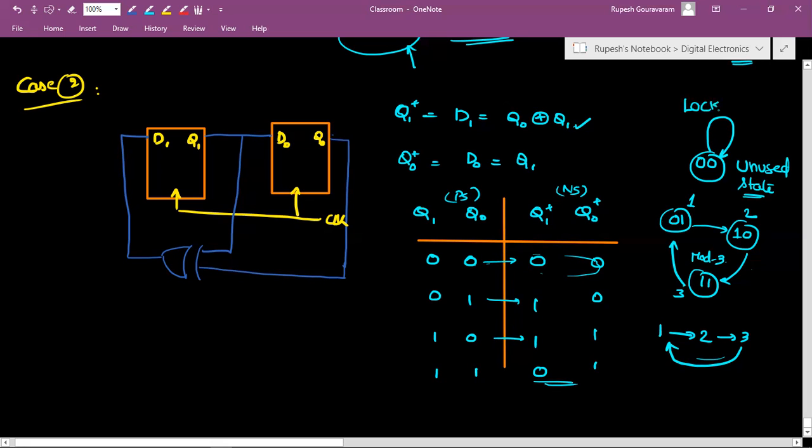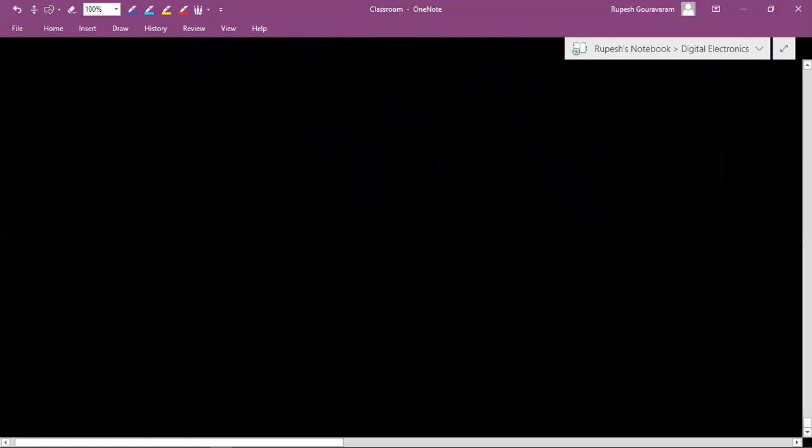This phenomenon is known as lockout. So it gets locked out in the same 0, 0, and the counter cannot resume on its own. So it is not a self-starting counter. Okay. Now, we have seen examples of what is a self-starting counter and what is not a self-starting counter. Let us see some more examples.